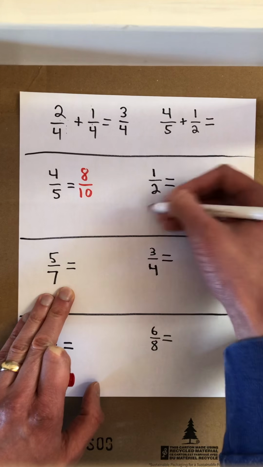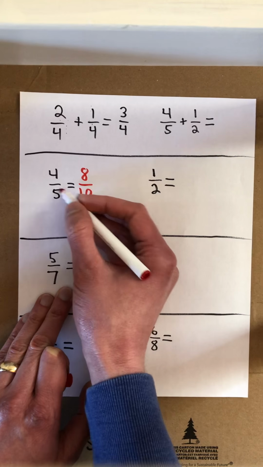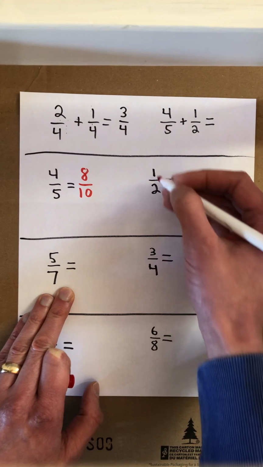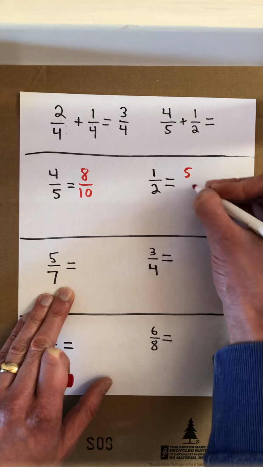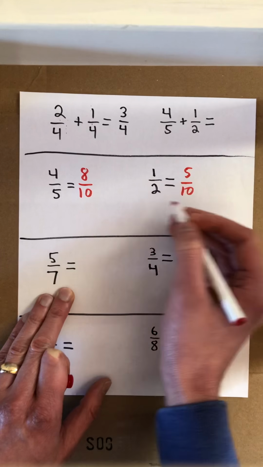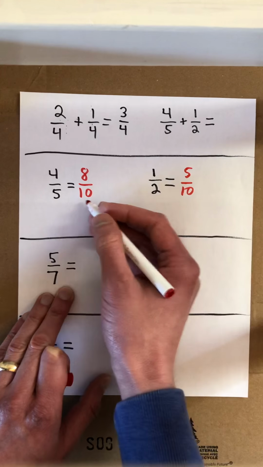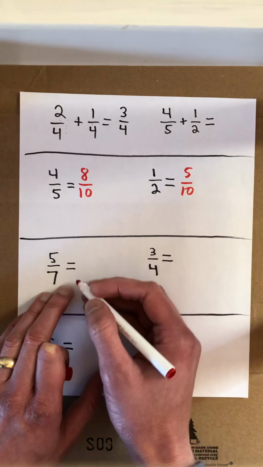For this fraction over here, I'm going to multiply its top and its bottom by the bottom number of the other fraction. So I multiply 5 by the top and bottom here. 1 times 5 is 5. 2 times 5 is 10. Notice that now I've got two fractions I'd be able to add together. They both have the same denominator, so we can put them together now at this point.